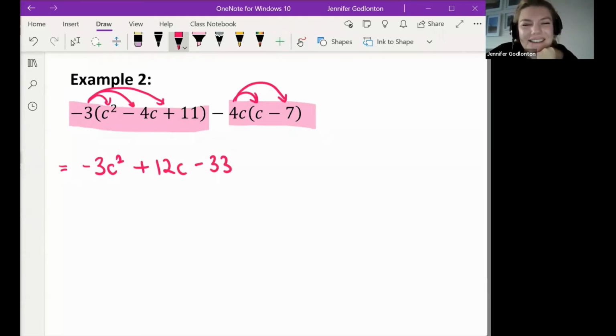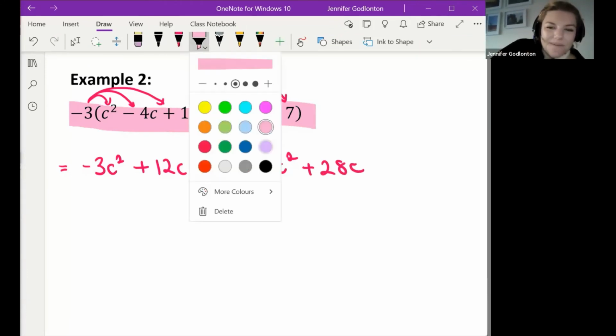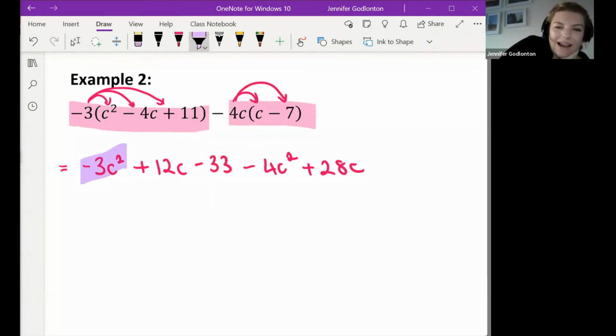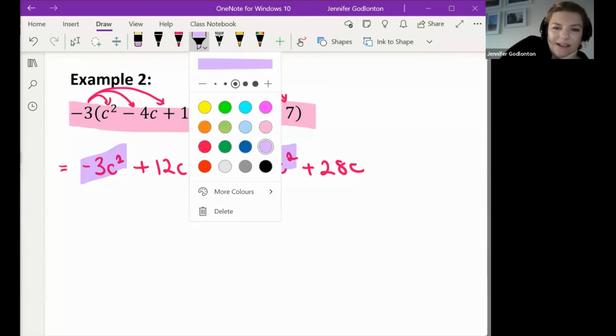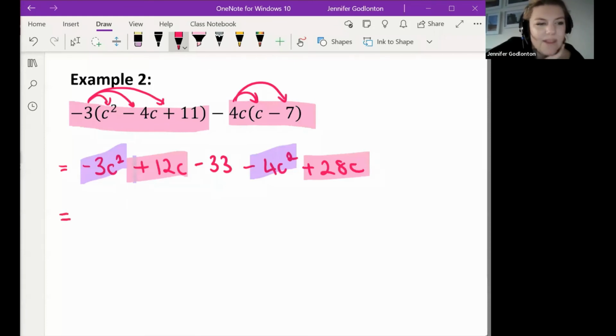Okay, next, we are going to say minus 4c to the power of 2, and then plus 28c. Beautiful. Well done, Mahal. I'm just going to highlight our like terms here so that it's easy for you guys to see on your sides. I need a different color. There we go. What's my final answer going to be?